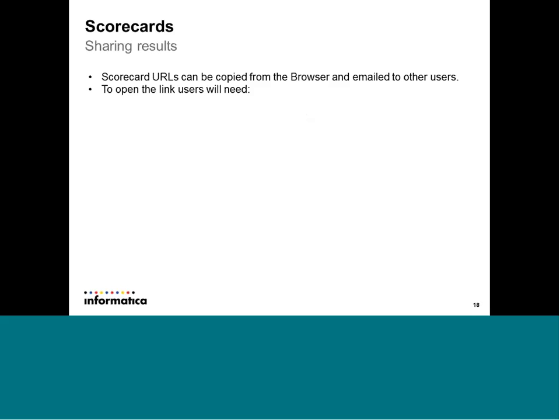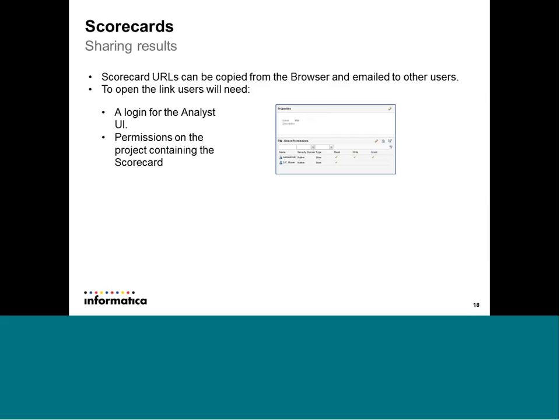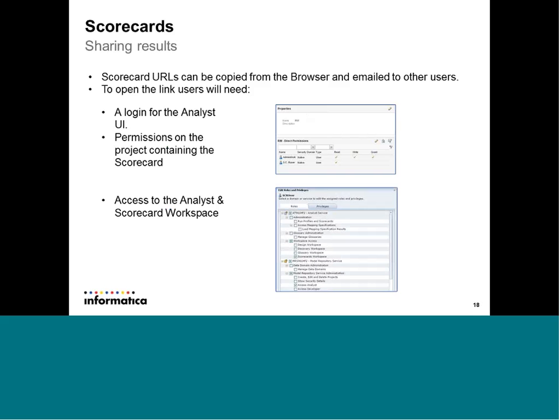In terms of scorecards, now we've run our scorecards, everything's up. Now we need to share those results so that people can make decisions on that information. So the scorecard URL is the simplest way. They can be just copied from the browser and emailed to other users. Literally, you just open them up in the Analyst UI and copy the URL, and you can email that. However, to open that link, users will need a login for the Analyst UI. They'll also need permissions on the project containing the scorecard, and they will need access to the Analyst and Scorecard workspace. So there are some prerequisites required there.